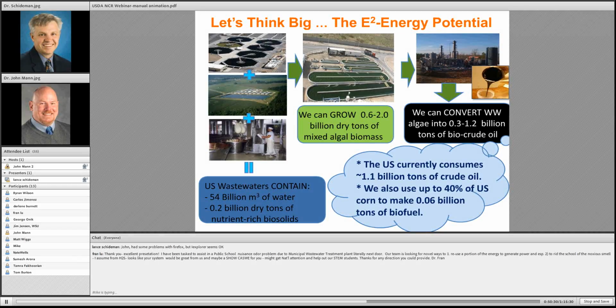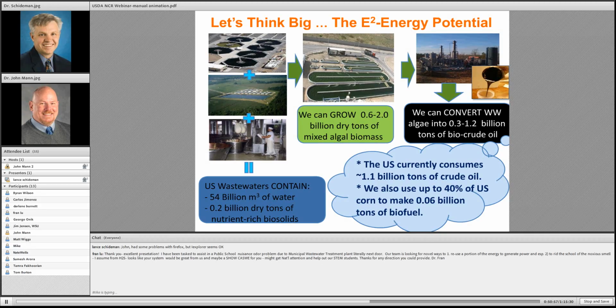How does it compare? Well, our total U.S. oil demand is around 1.1 billion tons of crude oil per year. So we have the potential, and I realize it's a long way off and it's a far-reaching potential, but you have the potential to actually make the full amount of oil based on waste product inputs if you were to go through this system.